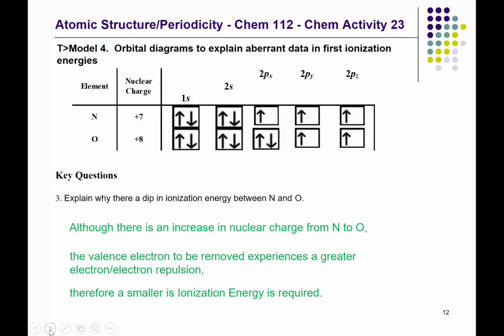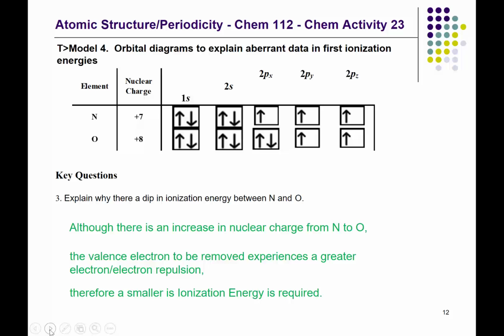And so it is important to acknowledge that there's an increase in nuclear charge from nitrogen to oxygen, but then state that the valence electron to be removed in oxygen experiences a greater electron-electron repulsion, and therefore a smaller ionization energy is required. You can see that the two explanations are similar, but there's an important difference for why there's a dip between beryllium and boron and a dip between nitrogen and oxygen. And of course, this last explanation would also apply for dips from phosphorus to sulfur and arsenic to selenium. So make sure that you can make these sorts of explanations.